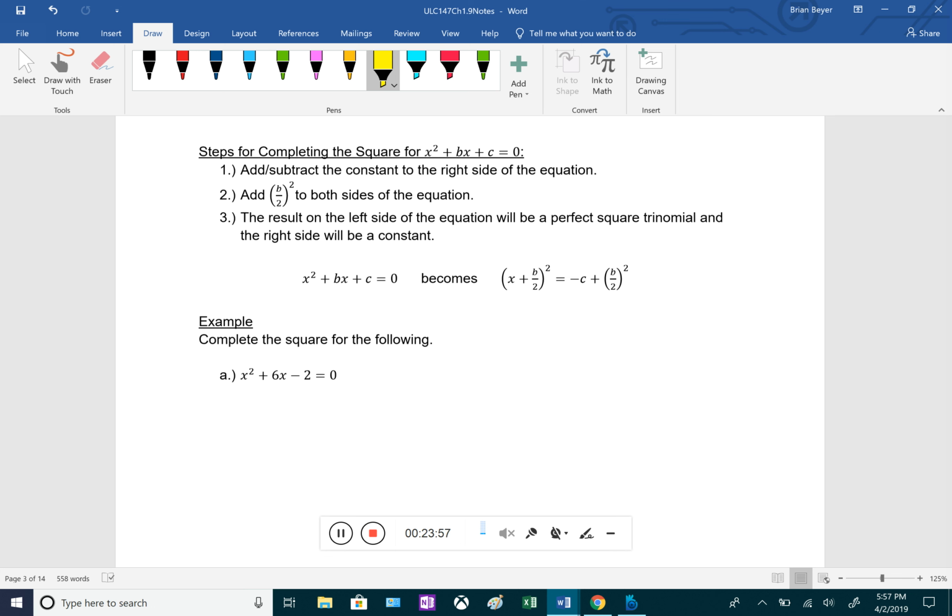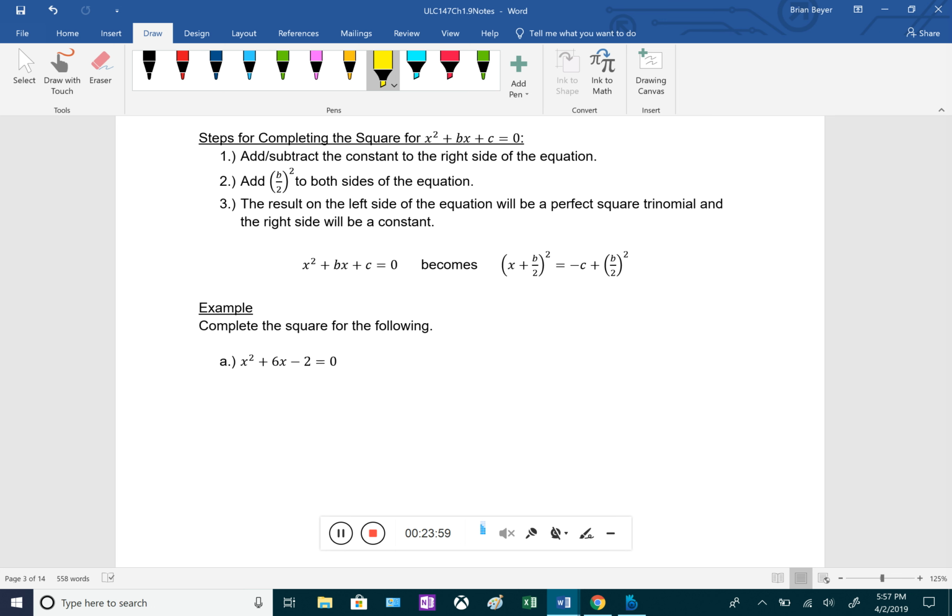So the steps here, which should make more sense once we do an example, it's not as confusing as it looks. What we're going to do is add or subtract the constant to the right side. So it's going to be x squared plus bx equals -c. And the key for the next step here, that b value, which is the coefficient on the x term, we're going to add (b over 2) squared to both sides of the equation. That's just something you have to know to do for these.